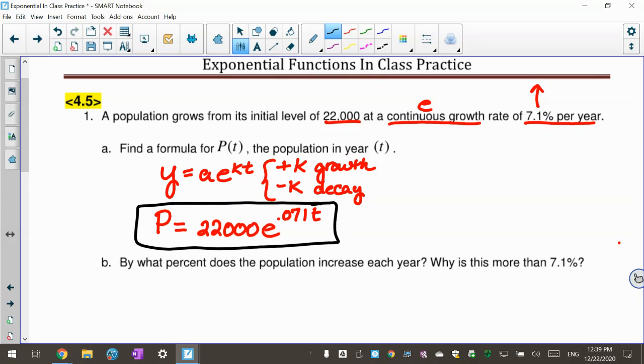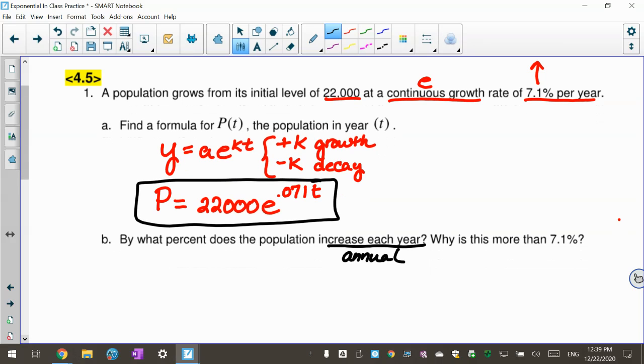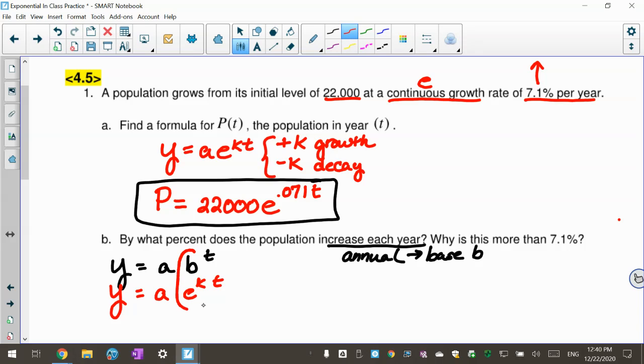Now they say, by what percent does the population increase each year? So again, the word here is annual. And I just want to remind you that the annual growth rate is base b. So if I used y equals A b to the t, and then I wrote the continuous formula, y equals A e to the kt, the A's match, the t's match, the b and e to the k are equal to each other. This is, again, the annual, or 1 time per year, and this is our continuous.